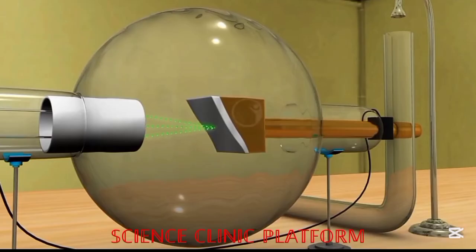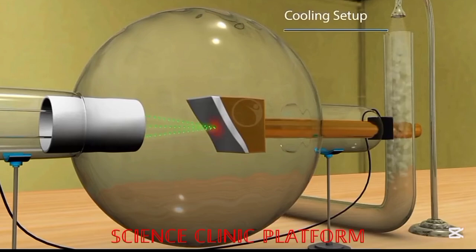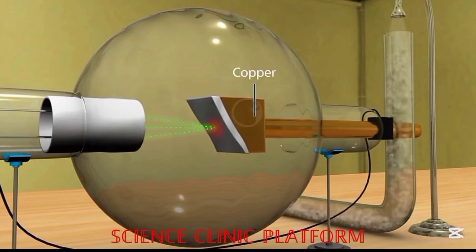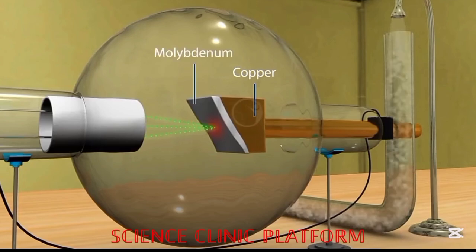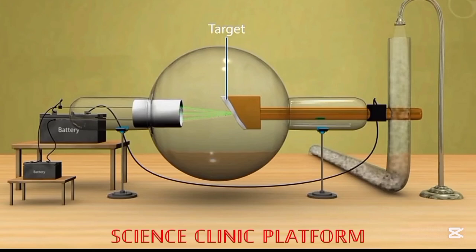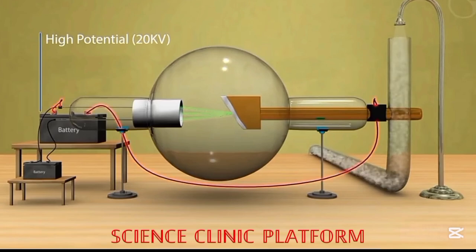Now this target is the anode, and this target is made up of a copper block which is going to absorb most of the kinetic energy of the electrons into heat energy. Hence, the remaining part of the kinetic energy will be converted into X-rays, and a cooling system will be put to cool this high heat energy. Now, the target is tilted at an angle of 45 degrees, hence the X-rays are produced perpendicular.